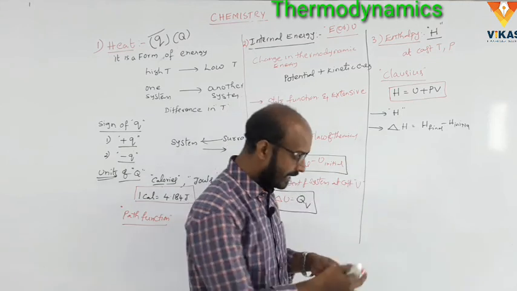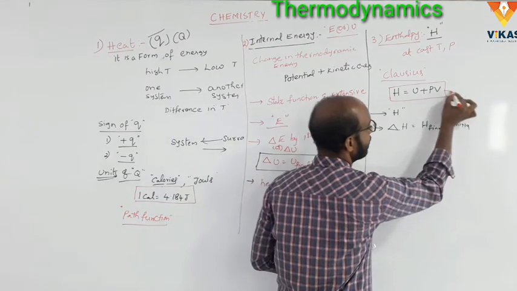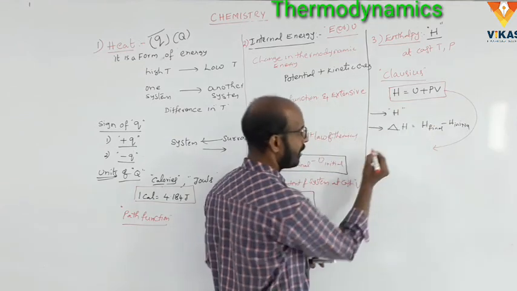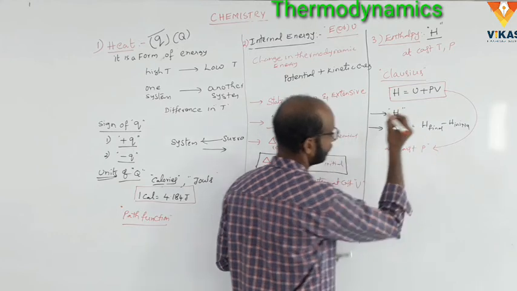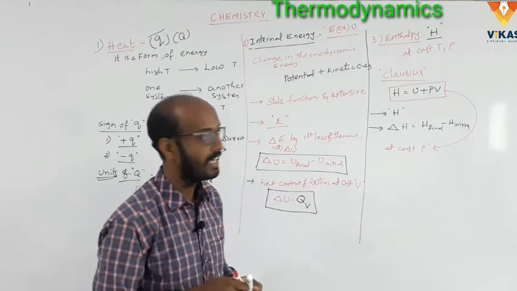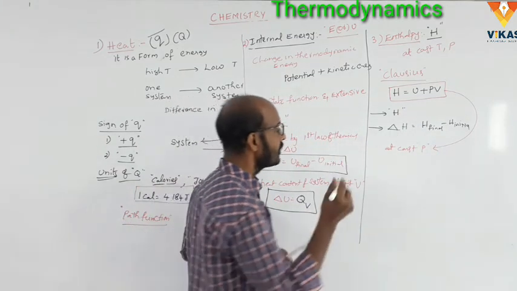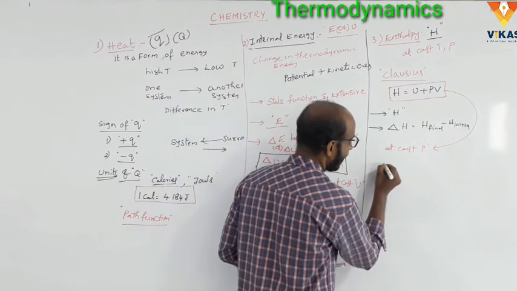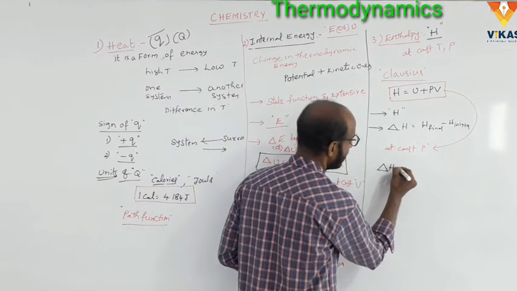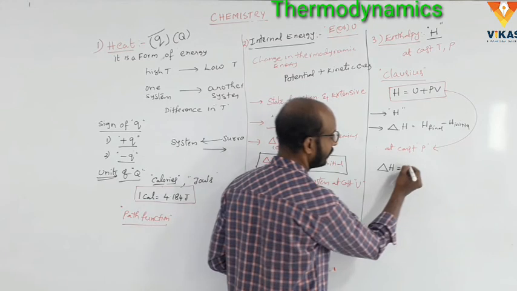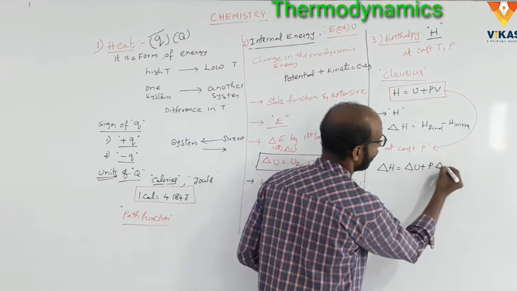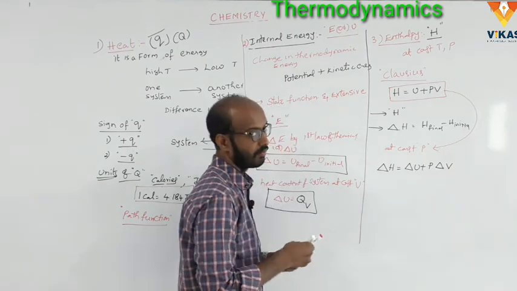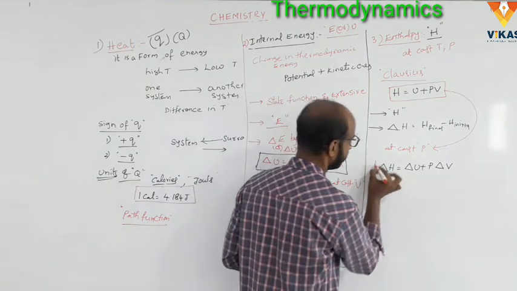Okay, we write the formula at constant pressure. So the change in enthalpy at constant pressure: delta H is equal to delta U plus P delta V. This is the change in the enthalpy at constant pressure.